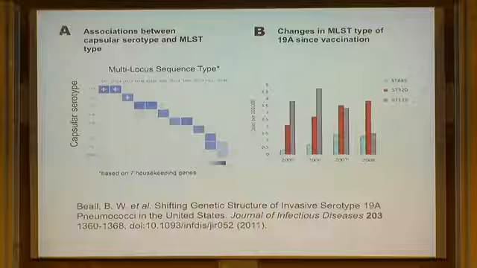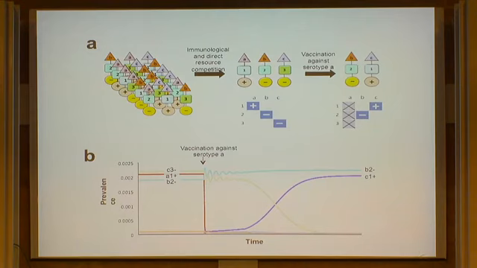So before, it used to mainly have ST199 attached to it, and now it mainly has ST320, which I think comes from serotype 4, which was in the vaccine, and also ST695, which was associated with serotype 19F in the vaccine. So we can use our model to understand what's going on here.